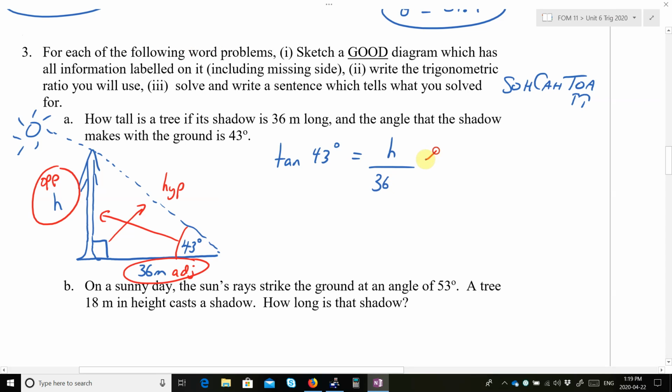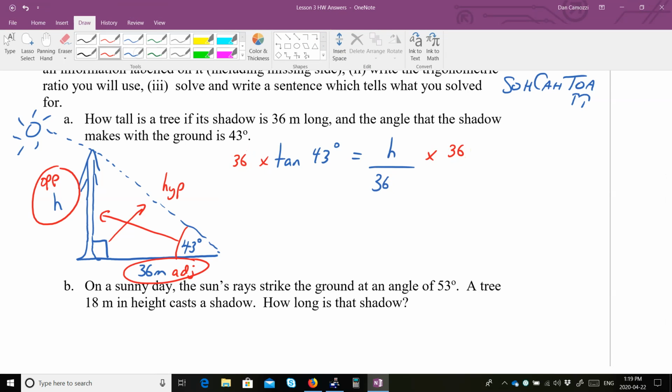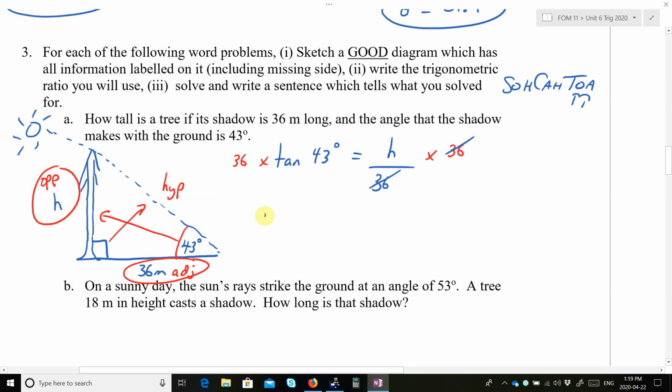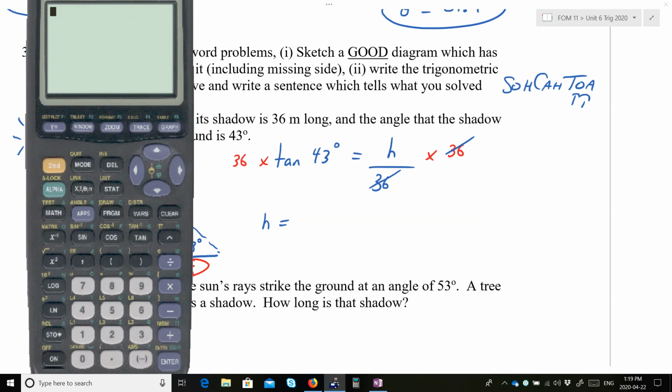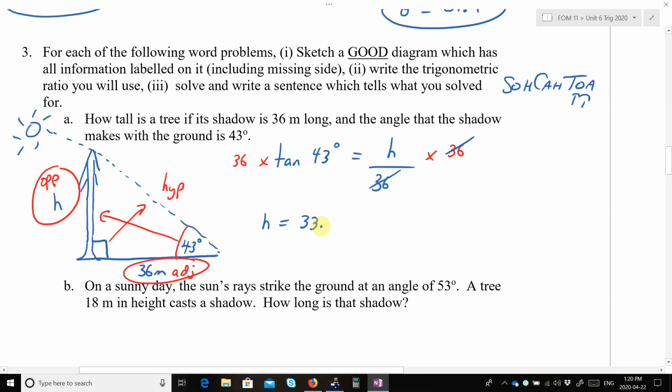And then we can solve this for h. So multiply both sides by 36. And so h is equal to 36 times tan 43, which is about 33.6 meters. Okay, and we could just say this is the height of the tree. Boom. Okay, so there's 3A.